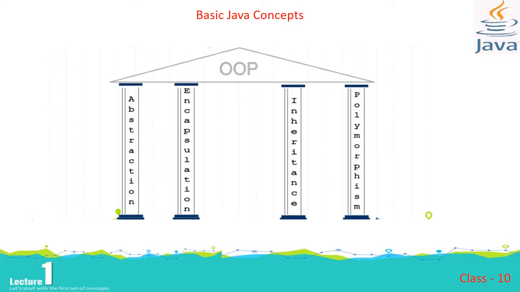Now there are four most important pillars of object oriented programming, that is OOPS: abstraction, encapsulation, inheritance, and polymorphism. I'll explain each of them one by one.